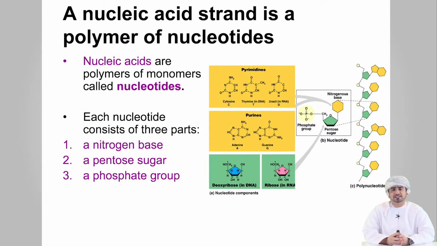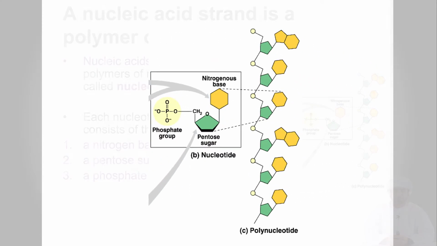So then, what is the structure of these nucleic acids? What are they made of? What is this DNA made of? Basically, they are made from monomers that we call nucleotides. And each nucleotide, if you look at the figure on the right, has three main components. It has a nitrogen base, a pentose sugar, and a phosphate group. And these are what we call the nucleotides.